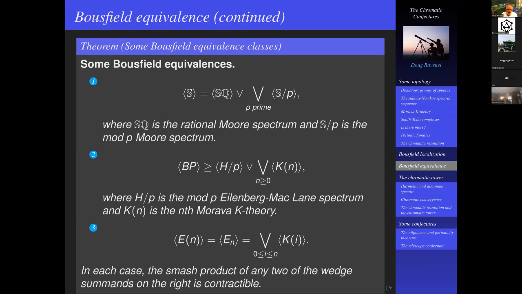And in each case, the smash product of any two of the wedge summands on the right is contractible. So in other words, in each case, this is sort of an orthogonal decomposition of the Bousfield class on the left. Now, here, it's only an inequality. The Bousfield class of BP is greater than or equal to this. It's not actually equal, but these two are equalities.